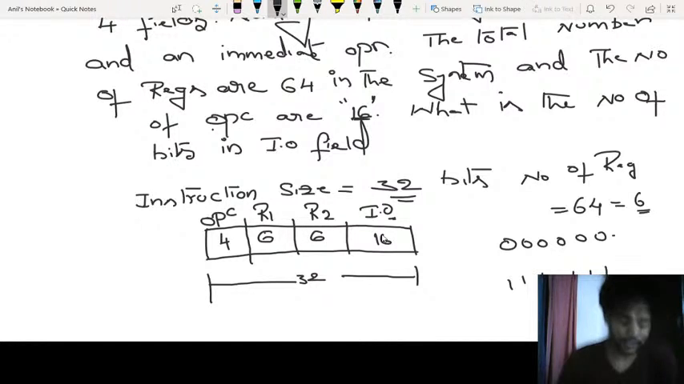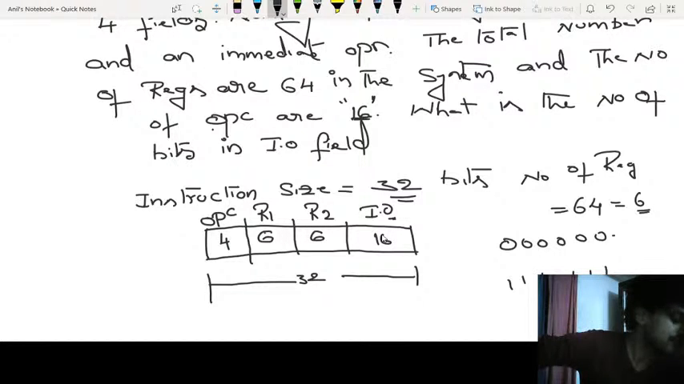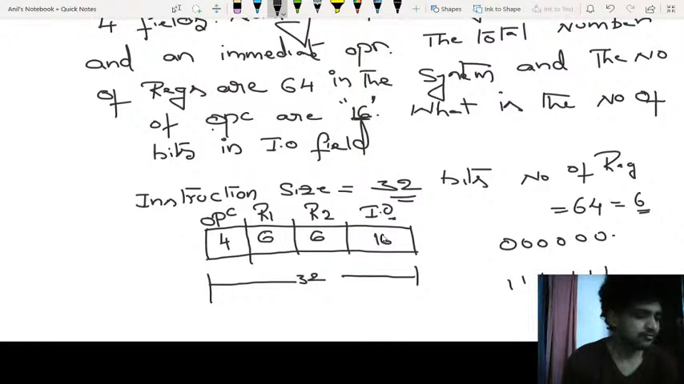The next question on the same data is: what is the maximum size of the immediate operand in the instruction? What is the maximum size of the immediate operand? Whoever is listening to my lesson, answer my question. The number of bits for the immediate operand is equal to 16. Now my question is, what is the maximum size? Listen to my question. What is the maximum size of the operand? 16 bits is the field size. I am talking about the operand size.